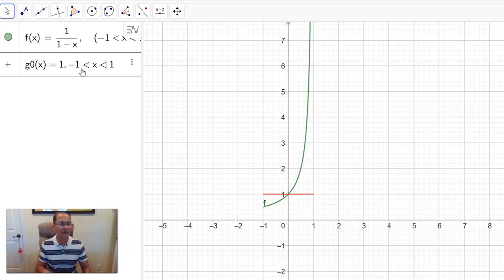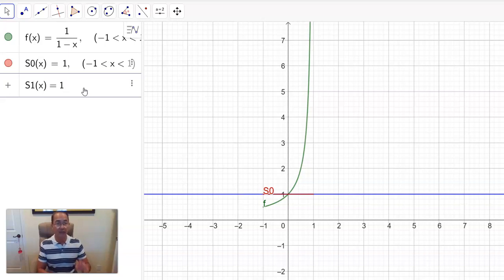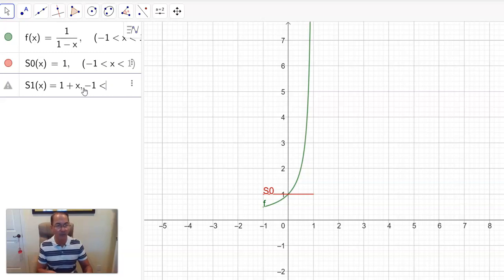So in fact, is there any reason why we can't call it S0? No, there is no reason. It almost looks like a chemical symbol. S0 of x. But let's see what happens if we add more terms. So we have S1 of x. The next term is just x. 1 plus x. Oh, we get that line. And again, x is between -1 and +1.